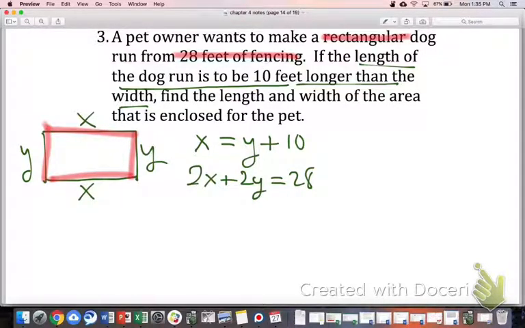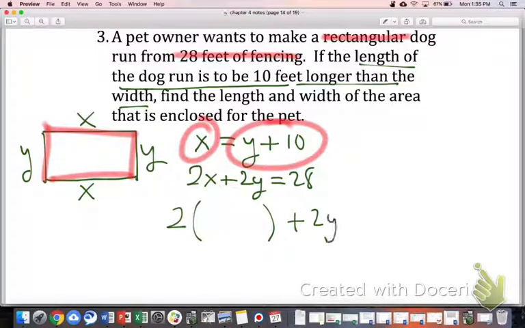Substitution, I think, is the way to go. Because X is equal to Y plus 10, in the other equation, wherever I see an X, I can replace it with Y plus 10. So I'm going to write 2 blank plus 2Y equals 28. You can see at this point that I have removed the X from that equation.